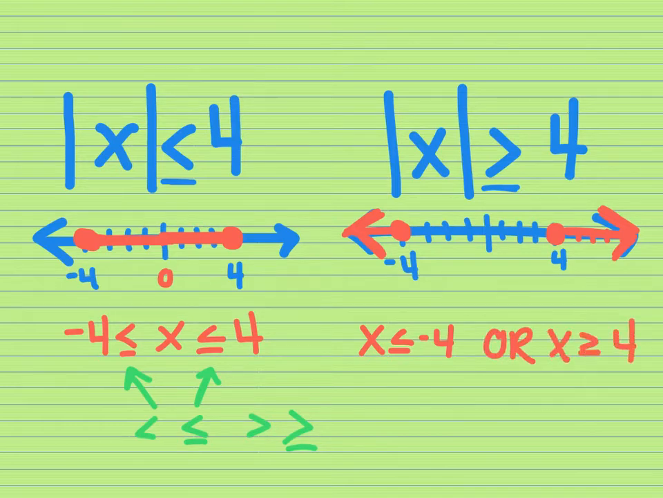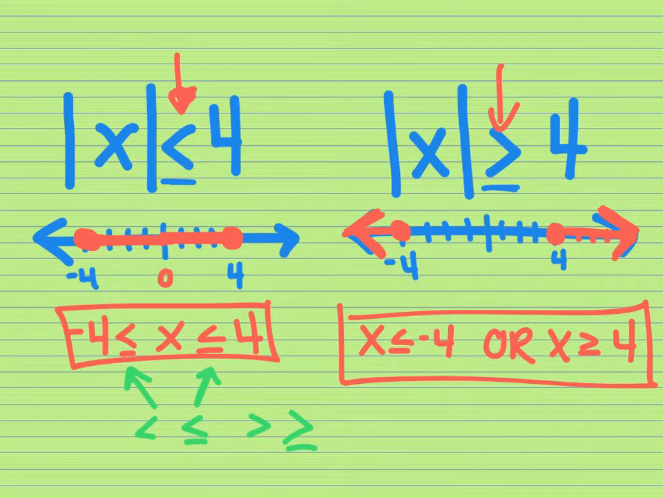So there's two major cases here. You look at your sign if the absolute value is on the left. If it's less than, we write it like this. If it's greater than, we write it as an OR, two separate statements.